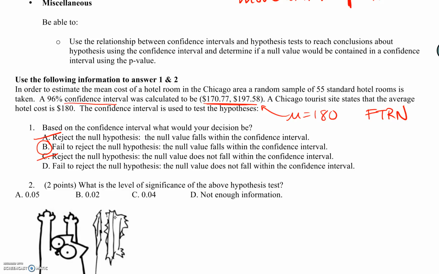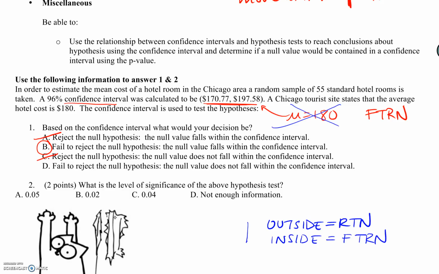And then our level of significance. Remember when we're talking about this duality, we have two pieces to it. Outside means we would reject the null. We would say this doesn't equal 180. Inside is failing to reject, as we saw in this particular example. This is note card stuff, right?